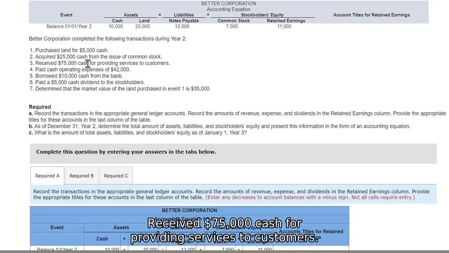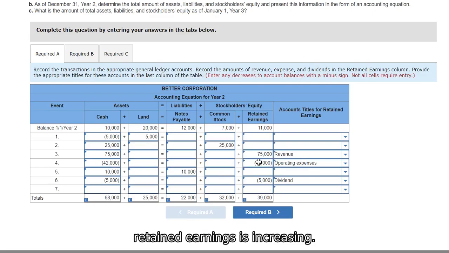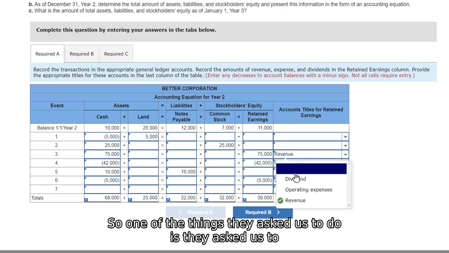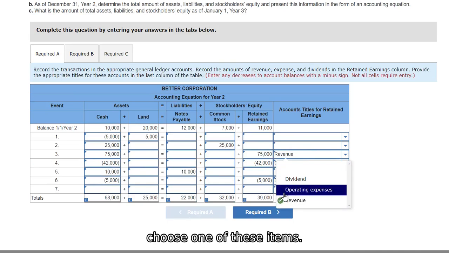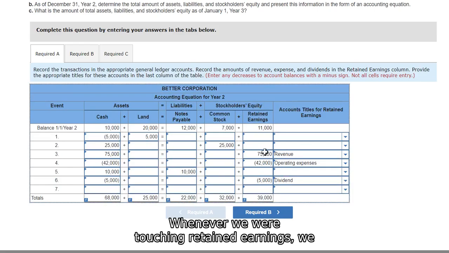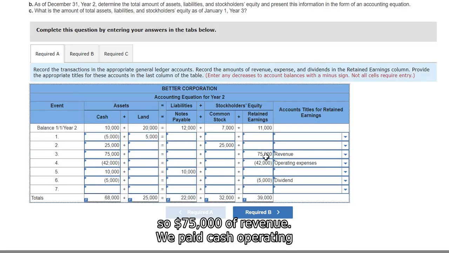Received $75,000 cash for providing services to customers. So we're going to put in $75,000. Cash is increasing and retained earnings is increasing. Retained earnings increases when revenue increases. One of the things they asked us to do is choose one of these items whenever we were touching retained earnings, to identify what is affecting the retained earnings. So $75,000 of revenue.